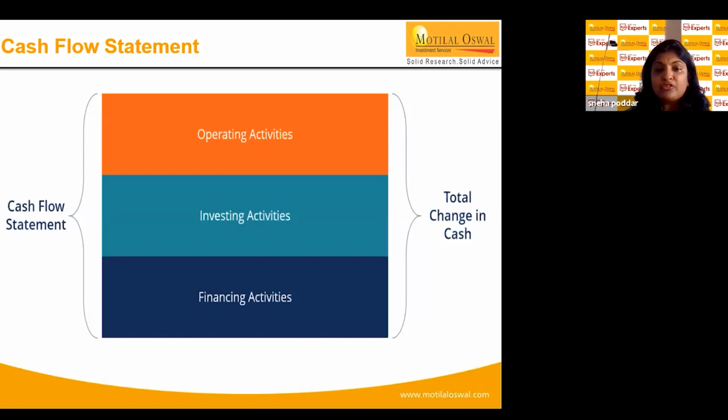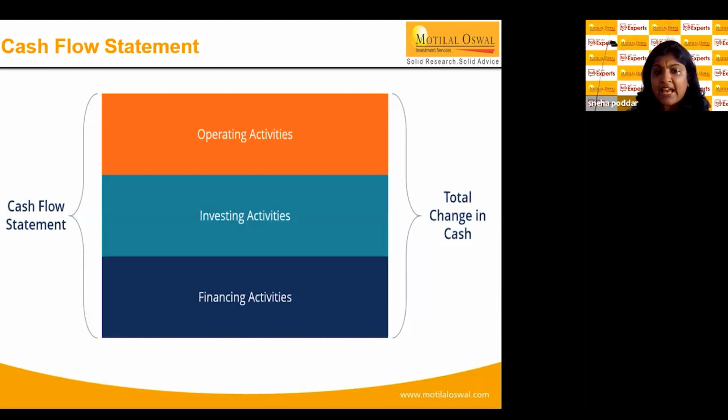Secondly, we have cash flow from financing activities. That will help you understand how the funding has been done for the assets, investment into assets and all. So whether the company has raised funds in the form of capital from the market, or they have raised funds in the form of debt. So the in and out of the financing activities gets reflected in the cash flow from financing.